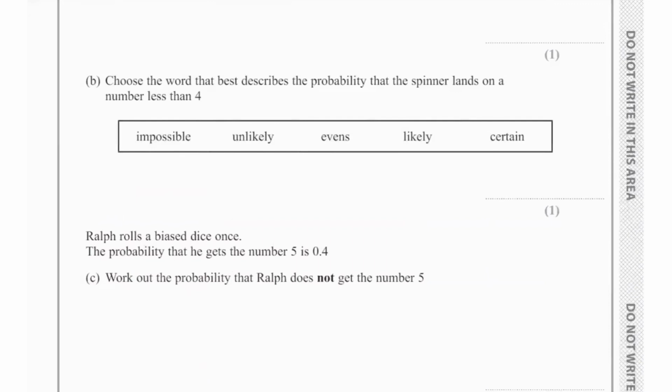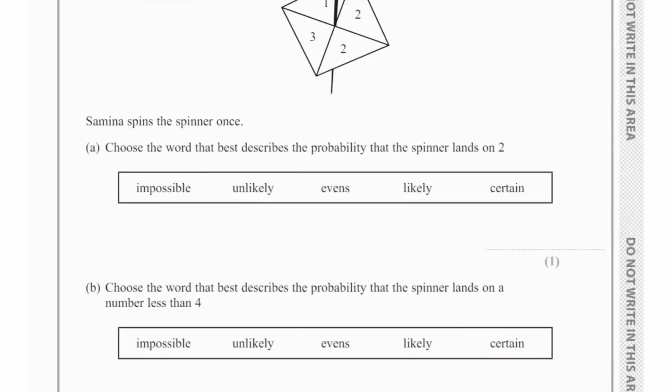Part B says choose the word that best describes the probability that the spinner lands on a number less than 4. So for the spinner to land on a number less than 4, we have number 1, number 2, number 2, and number 3. All these 4 are less than 4. So the probability of a spinner landing on a number less than 4 is going to be certain because all of them are less than 4.